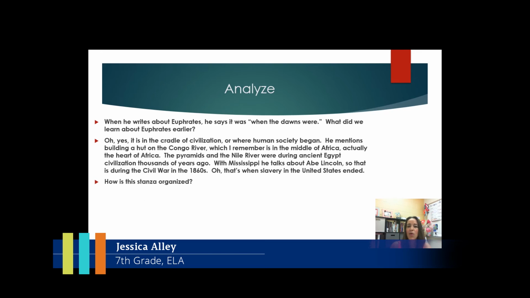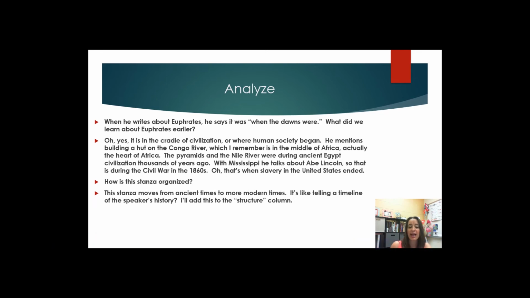How is this stanza organized? This stanza moves from ancient times to more modern times. It's like telling a timeline of the speaker's history. I'll add this to the structure column in my notes.